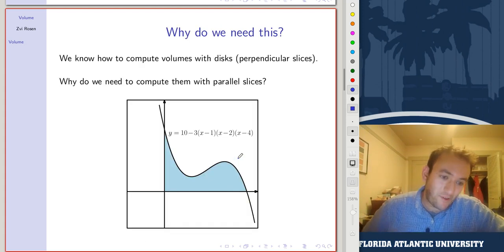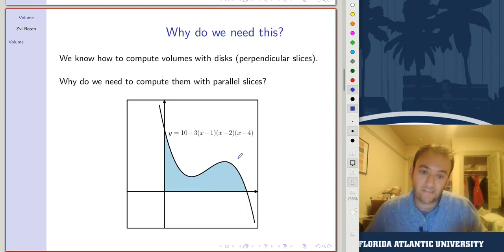Why do we need this? We already know how to use disks and washers, so why are we trying to compute volume with these parallel slices as well? Why aren't the perpendicular slices enough? This example illustrates why we would prefer to be able to use parallel slices.